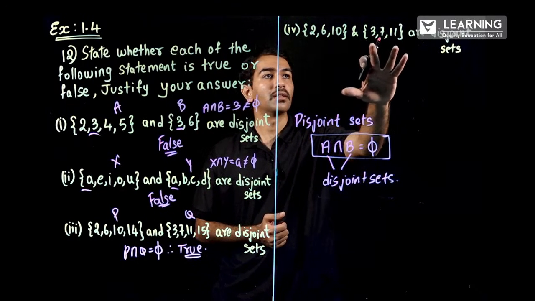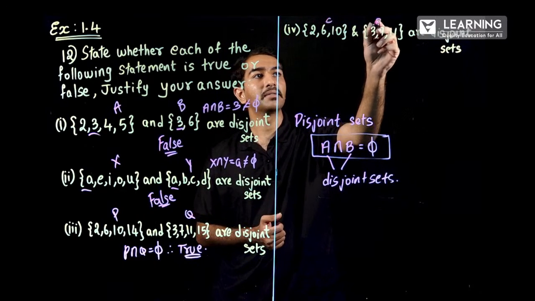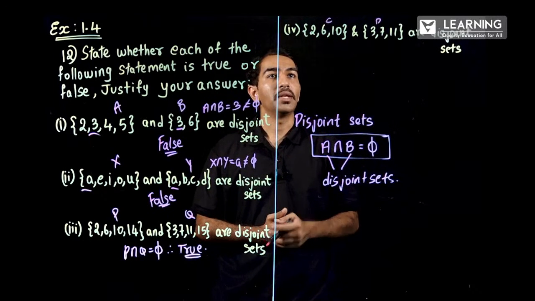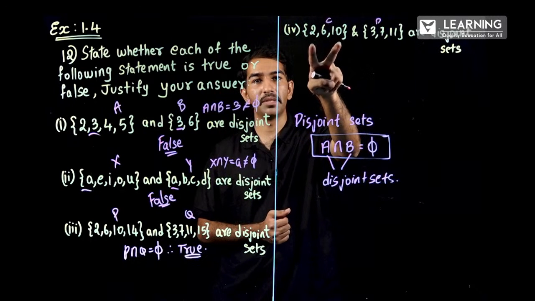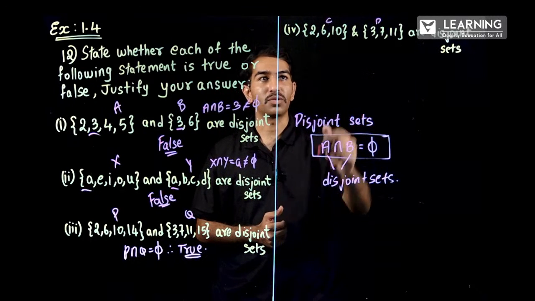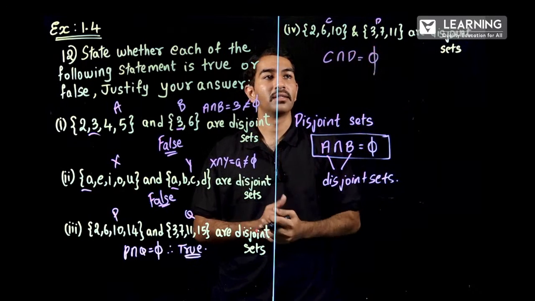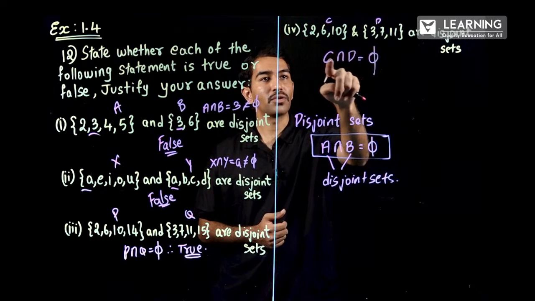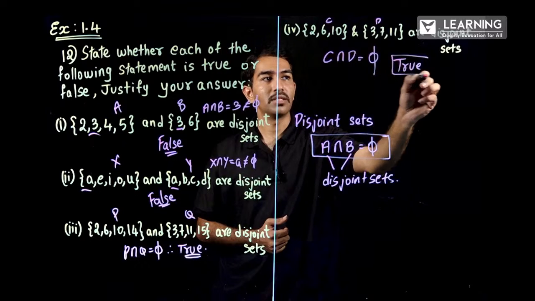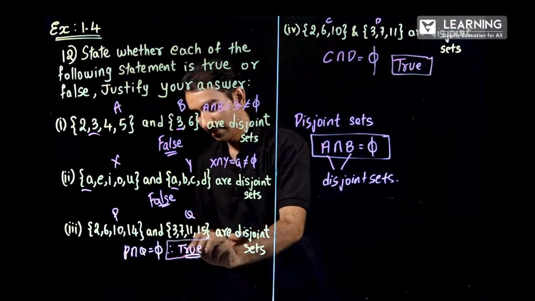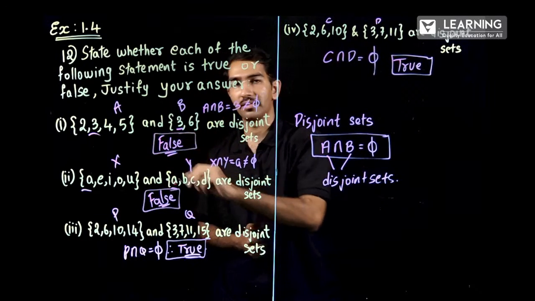Even numbers, odd numbers, are they disjoint sets? Let us take them as C and D. Anything common between C and D? There is nothing common because these are even numbers and these are odd numbers. So what can we write? There is nothing common, right? So C intersection D is equal to empty set. Therefore C and D are called what? Disjoint sets. This is true. So this is your final answer here.